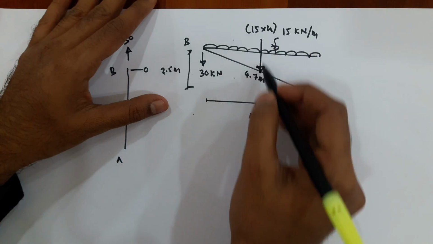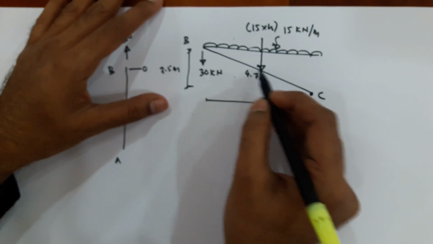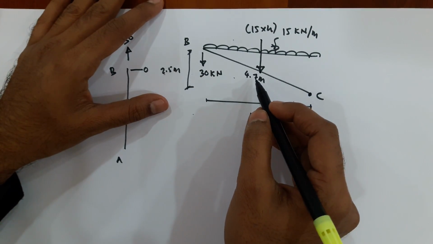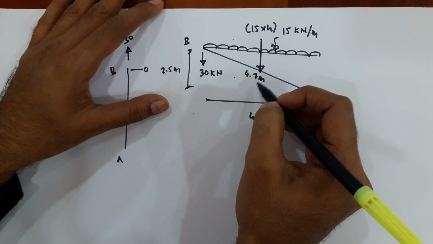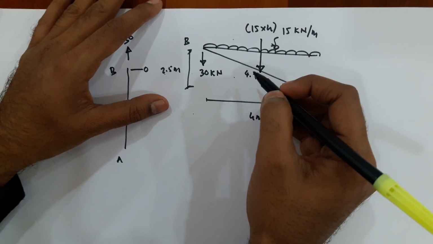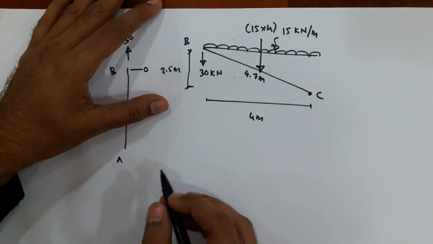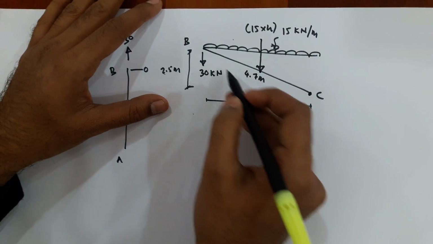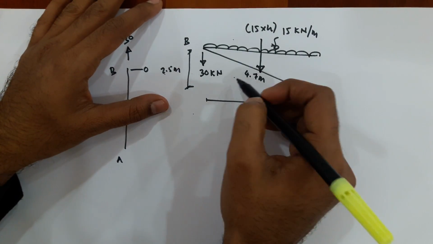So this force is inclined. It is not along the member, it is also not perpendicular to the member. So it is very difficult to find the axial force and the shear force. We have to resolve this force along the member and perpendicular to the member.